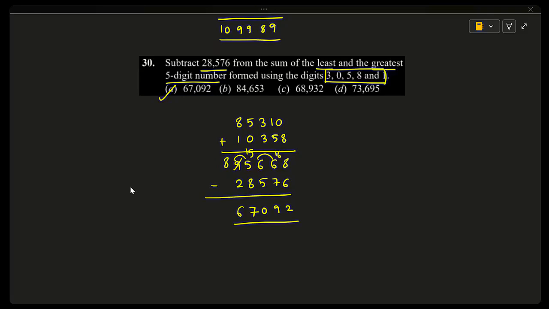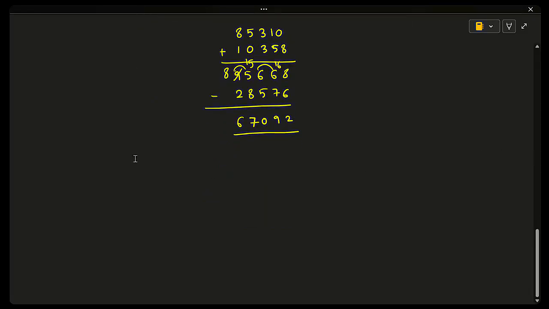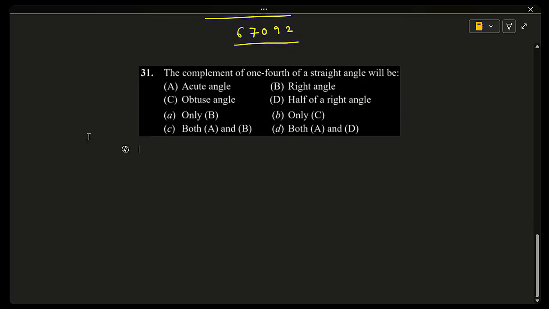Next one, 31. Thirty-first question. The complement of 1/4 of a straight angle will be. Whenever you see a chain like this, better you try to solve the question from back to front. So let me start with the straight angle. A straight angle is 180 degrees. After that, we have to do 1/4. So 1/4 of 180 degrees is 45 degrees after simplification.